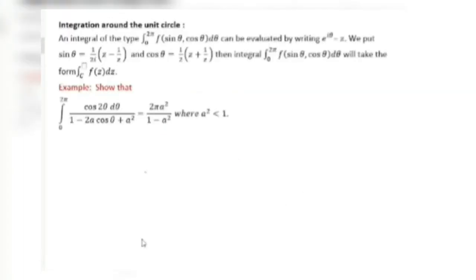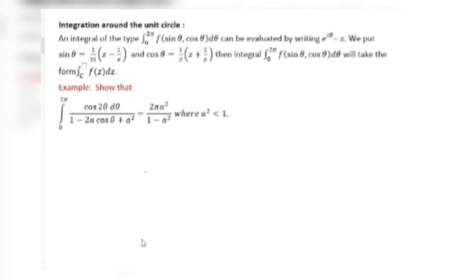So now we see integration around the unit circle. Unit circle means a circle with radius 1 and center at the origin. Okay. So an integral of the type integration from 0 to 2 pi f of sin theta, cos theta d theta can be evaluated by writing e to the power iota theta is equal to z. We put sin theta is equal to 1 by 2 iota times z minus 1 by z, and cos theta is equal to half of z plus 1 by z.